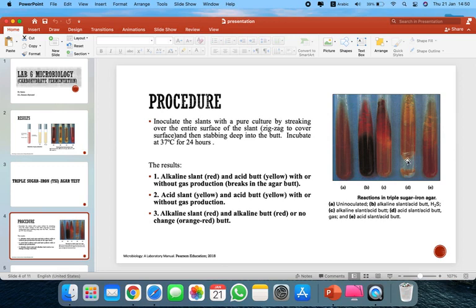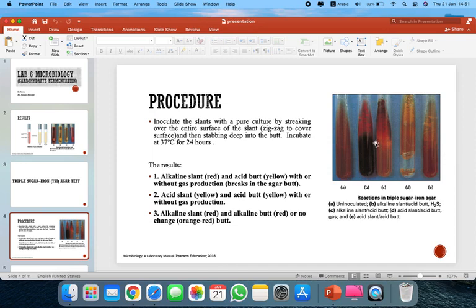I have another result: acid slant, yellow, and acid butt, yellow, with or without gas. This one is with, and this one is without. The third one is alkaline slant, red, and alkaline butt, red, or no change in the butt, or sometimes black. Here is the black.